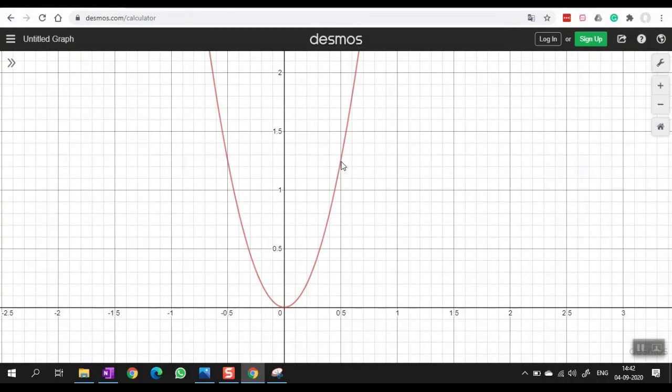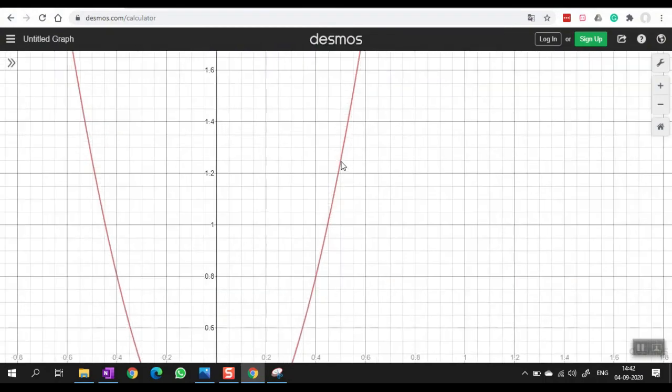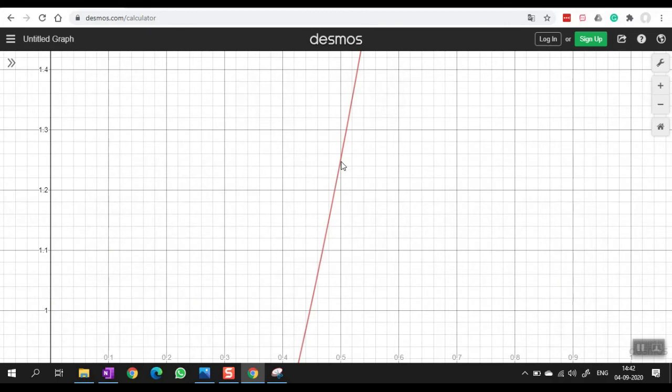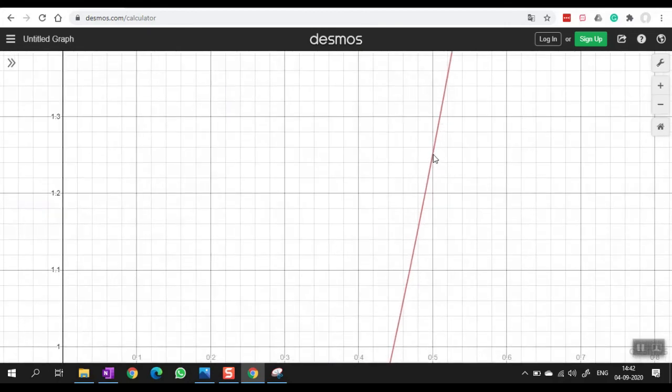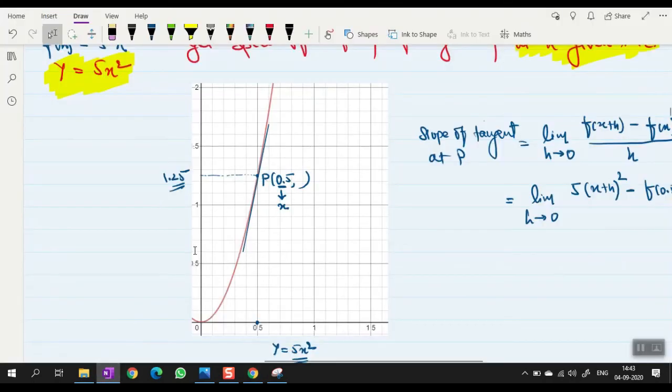Okay, so let me just zoom in. Okay, so this point I'm concerned with, 1.25. Yeah, it's exactly 1.25. So I'm correct for that matter. Okay, so this will be 0.5 comma 1.25, the y coordinate. Okay, so I've got the x coordinate, y coordinate both.